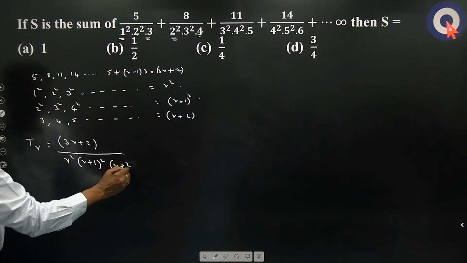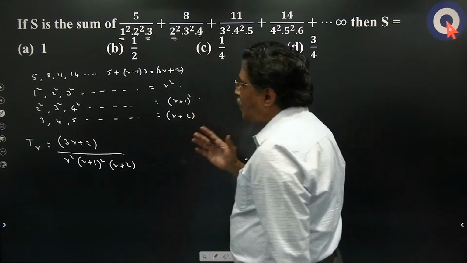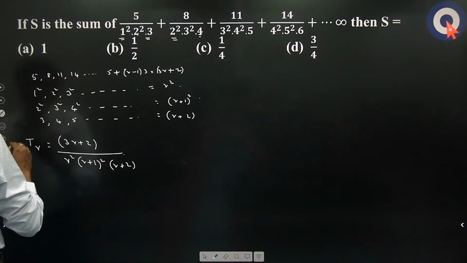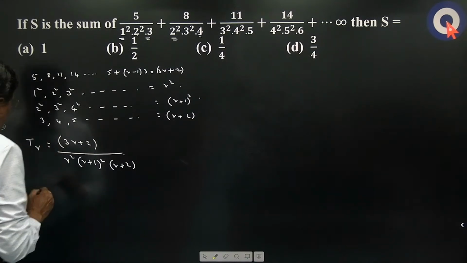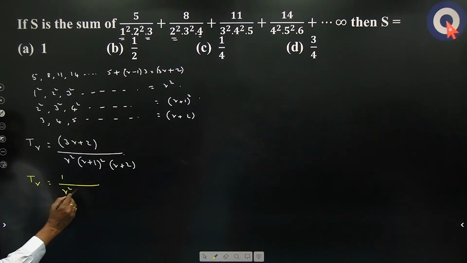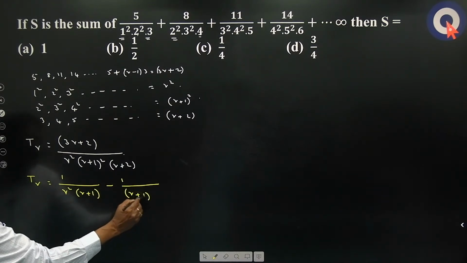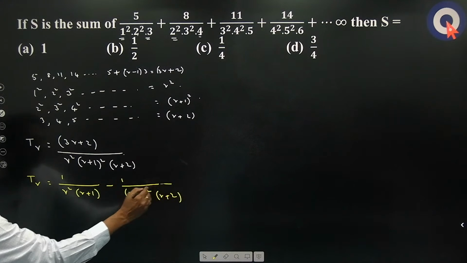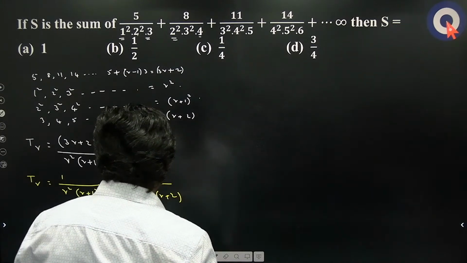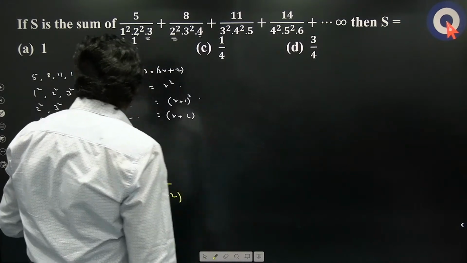Now the only step that is really relevant here, that's important, is the way you split this. So this can be written as, Tr is equal to 1 by r square into r plus 1 minus 1 by r plus 1 whole square into r plus 2. When you are working on it, what you must do is look at certain possibilities and see what works.